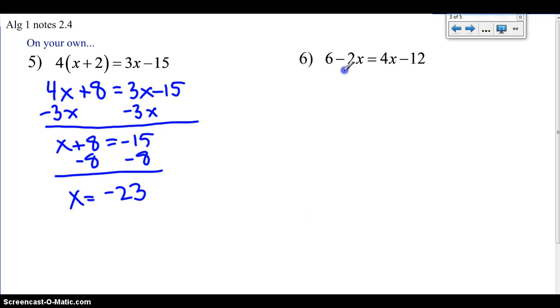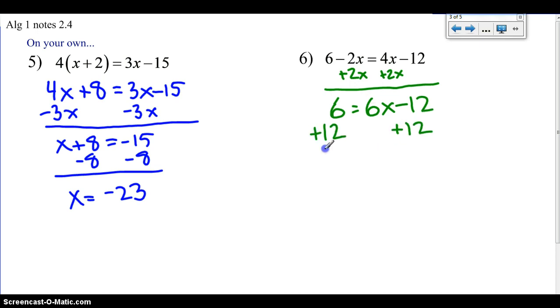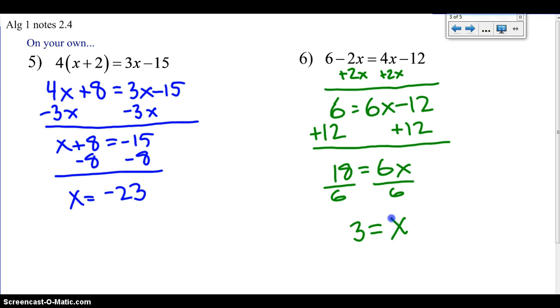On number 6, just to mix things up a little bit, I'll actually move the variable to the right-hand side this time. So to undo the minus 2x, I had to add 2x. And now we're following the inverse order of operations. Add 12 to each side. You'll have 6x equal to 18. Divide by 6 so that your variable will be isolated. And you end up with x equal to 3.